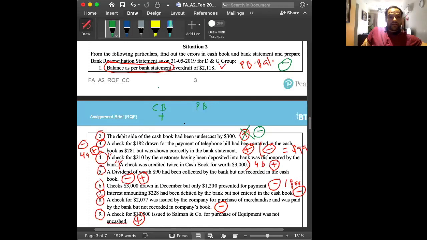Now in this question, the balance is as per passbook. So we are going to perform exactly the opposite transaction. So we will minus. Yes or no? Understand? Is it okay with everybody?